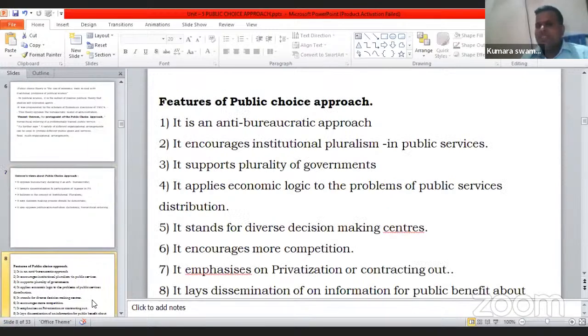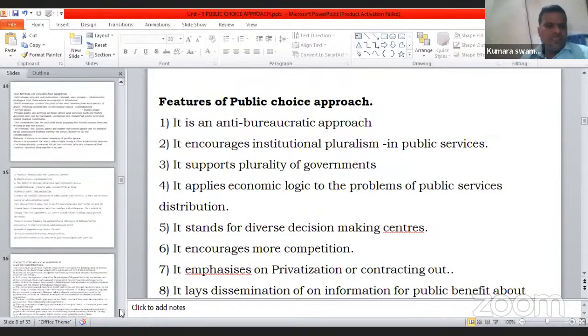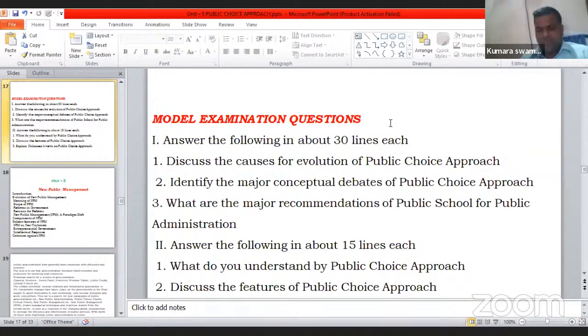And what are the features of the public choice approach? You need to remember the features also. They are asking questions about the different features of the public choice approach. Next, go to another concept which comes under this one. There are a few questions. Let me explain these questions. Please look at these questions for your reference.